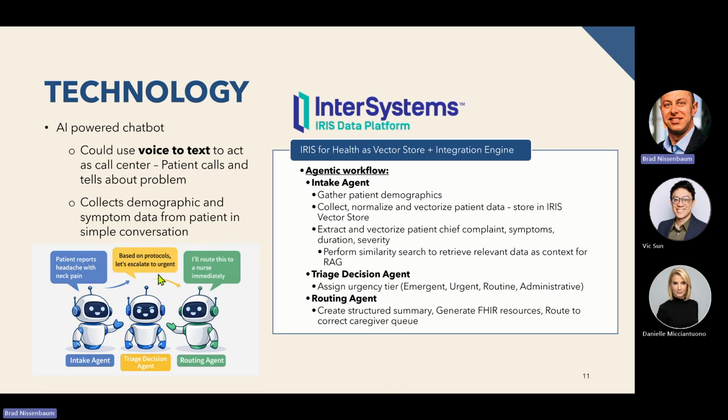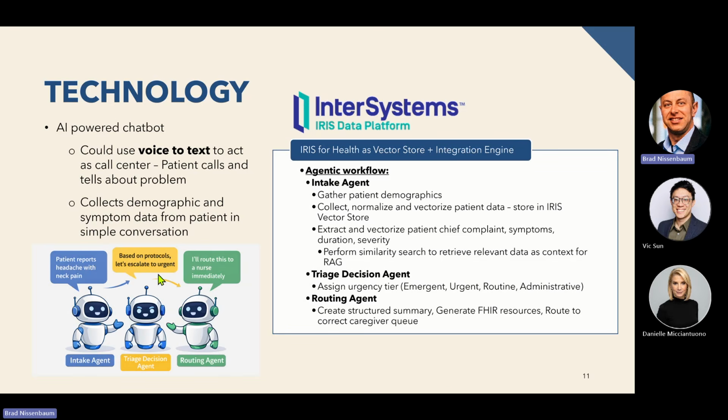So a little dive further into the technology. It can use voice to text to act as the call center. So the patient calls in, tells about the problem, and the chatbot will collect demographic and symptom data from the patient in a simple conversation. As I mentioned, Iris for Health is integral to the whole process as the vector store and integration engine. Now let's take a look at the agentic workflow. So we see 3 main agents here.